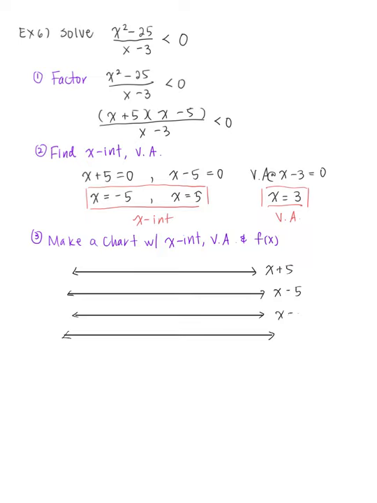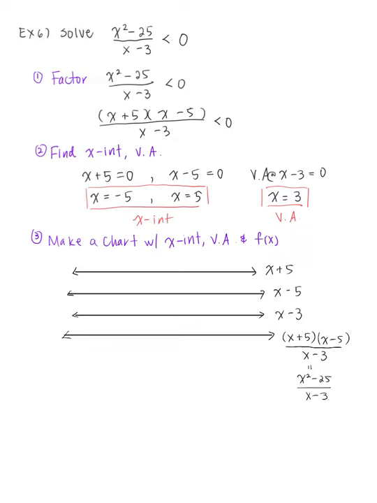And then x minus 3. And finally, it's going to be x plus 5, x minus 5, whole thing divided by x minus 3, which is precisely our function, x squared minus 25 over x minus 3.